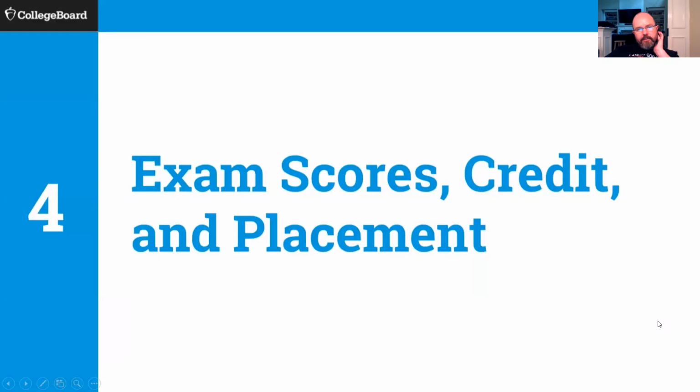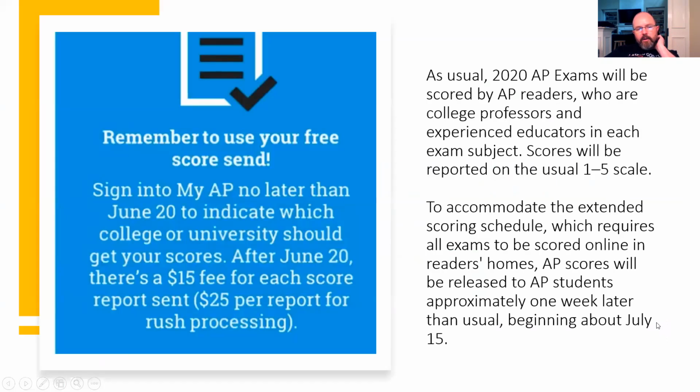Exam scores, credit, and placement. Use your free score send. Sign into My AP no later than June 20th to indicate which college or university should get your scores. After June 20th, it's $15 for each score report sent, $25 per report for rush processing. So if you want to send your scores, you know where you're going to school, make sure you get that handled. You get a free score send before June 20th.